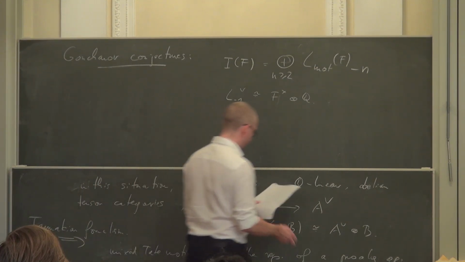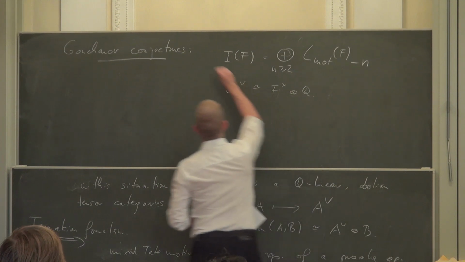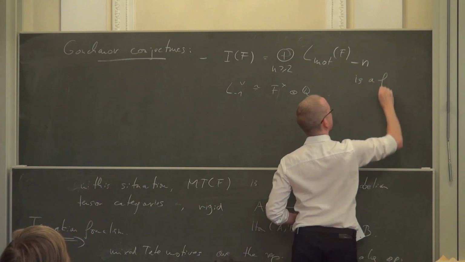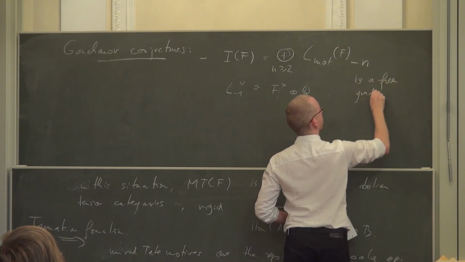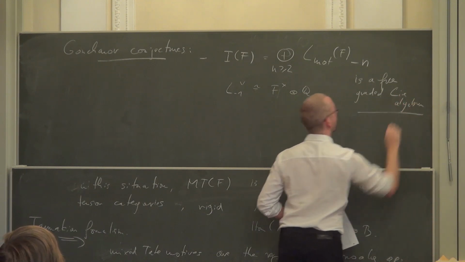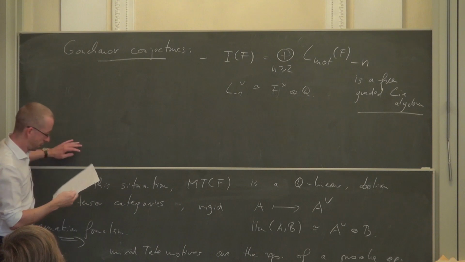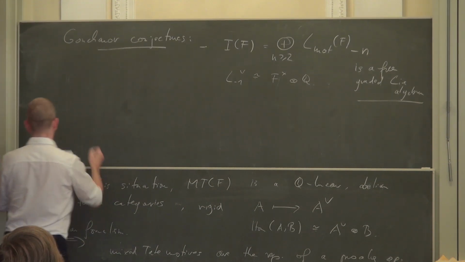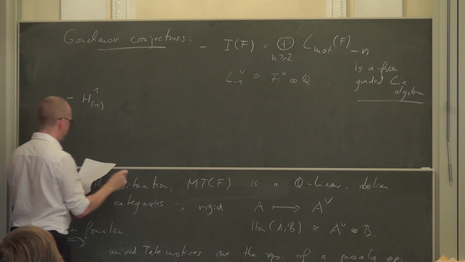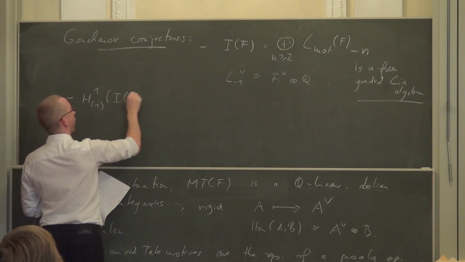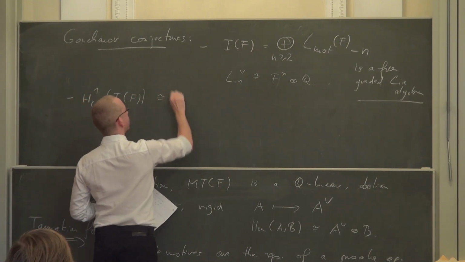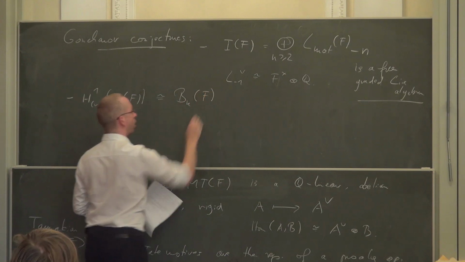Okay, so we have this subalgebra, and the conjecture is that this is a free graded Lie algebra. And the other thing is he has very specific conjectures about the nth graded piece of H1 of this Lie algebra I of f. So he has definitions of higher Bloch groups.